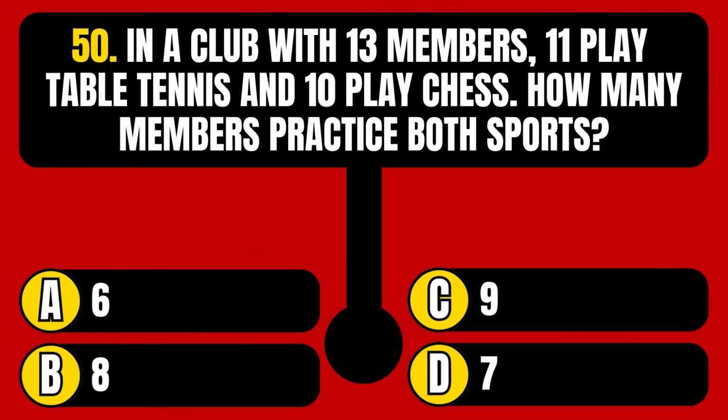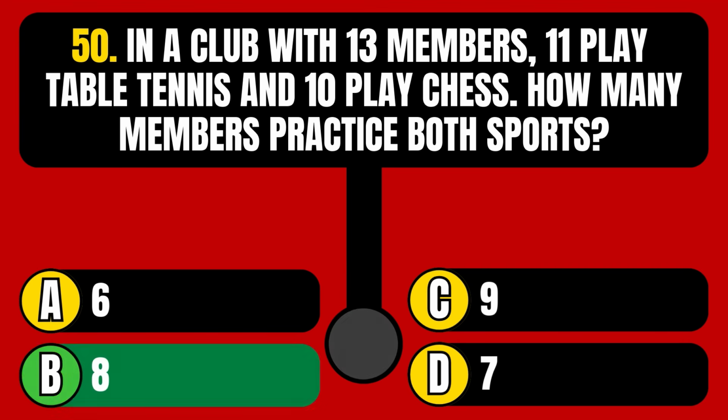In a club with 13 members, 11 play table tennis and 10 play chess. How many members practice both sports? 6, 8, 9, or 7? The correct answer is option B, 8.